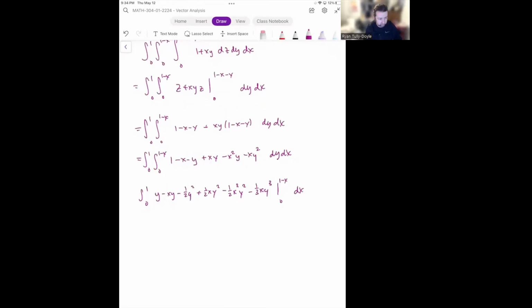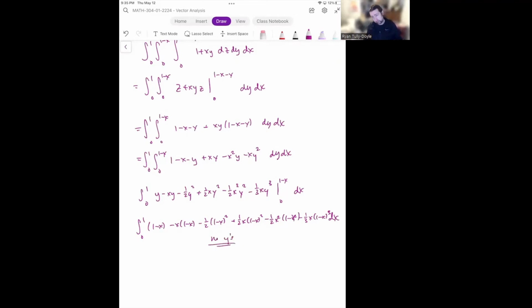What this reduces to is a rather gnarly looking equation by the time you're finished, because you get the integral from 0 to 1 of 1 minus x times 1 minus x minus 1/2 times 1 minus x squared plus 1/2 x times 1 minus x squared minus 1/2 x squared times 1 minus x squared minus 1/3 x times 1 minus x to the third dx. And yeah, the algebra starts to get a little crazy in these things when you have lots of terms like this. But the key thing to note here is that there's no y's left.